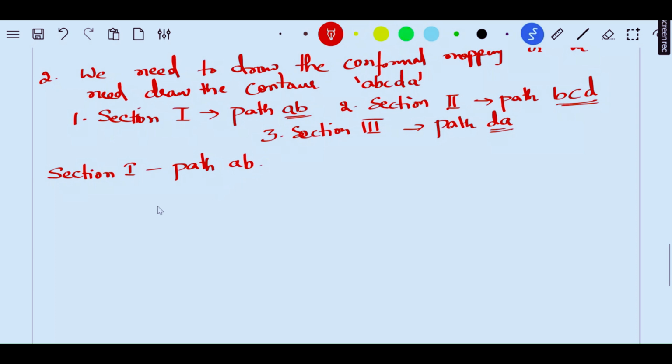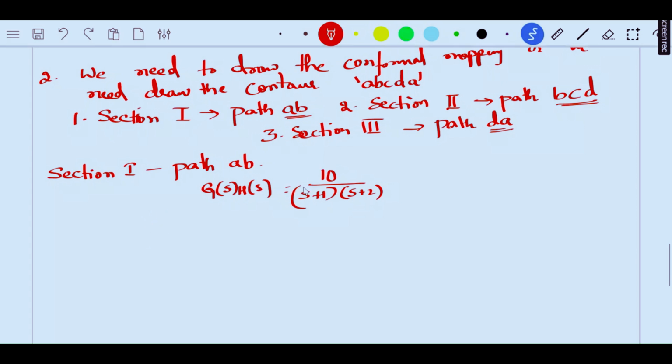Now for doing this, let me consider the given problem, which was g of s into h of s equals 10 divided by (s plus 1) into (s plus 2). So when I'm drawing path AB, this is the step which I told you that I'll be discussing while solving the problem. First, you need to take g of s into h of s, whatever it is given. Now, try to substitute s as j omega.